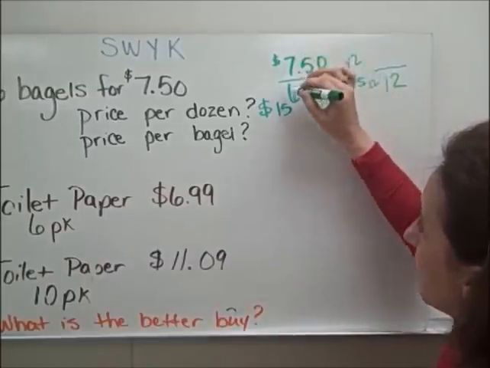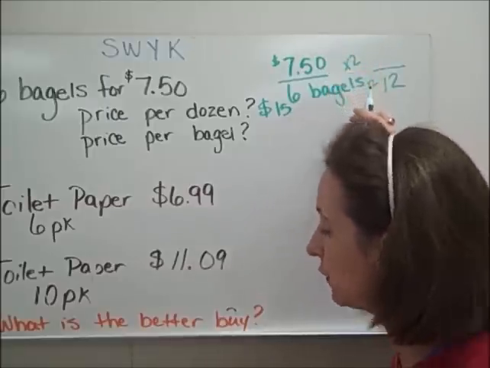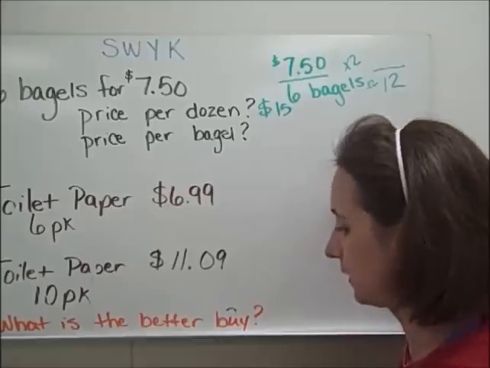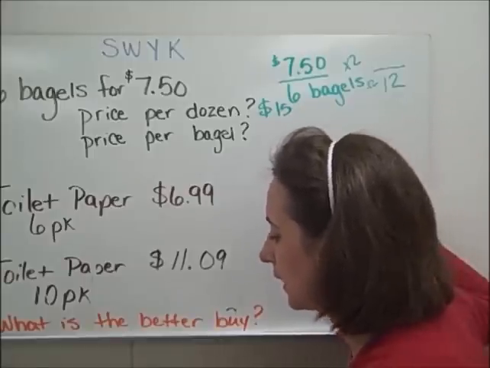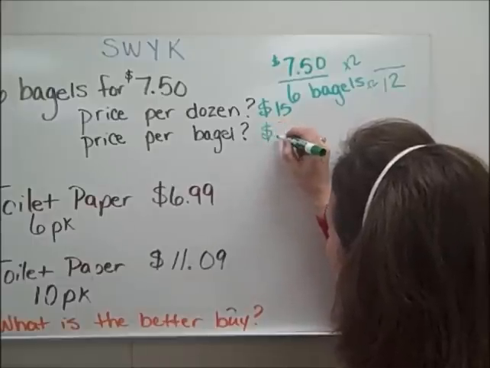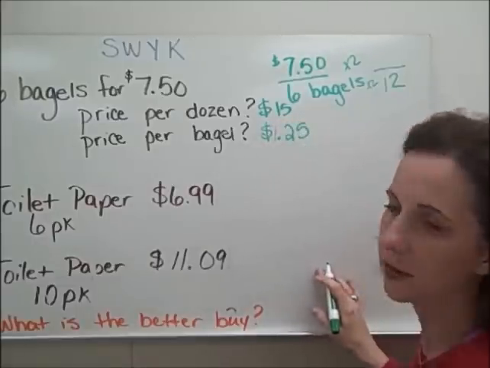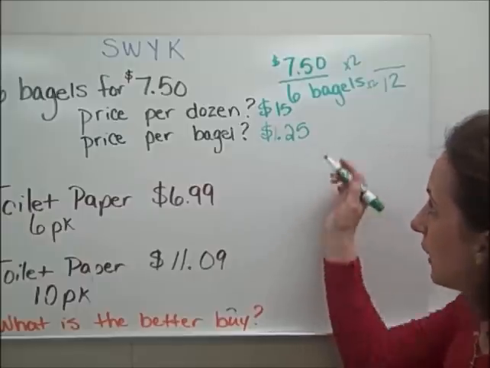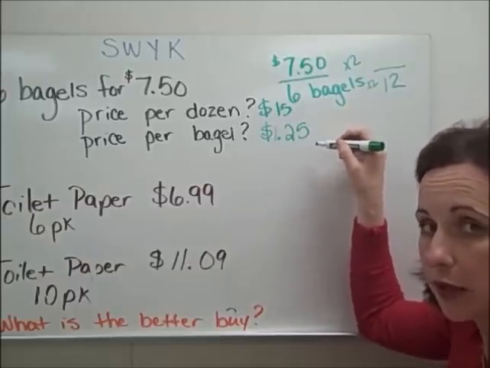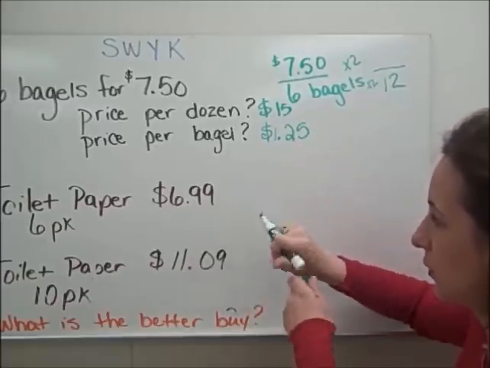And if I have $15 per dozen, what is the price per bagel? So if I go back to my original rate, I can divide with my calculator and find the unit rate. $7.50 divided by 6 is $1.25 per bagel. So writing it as a rate and then dividing it tells you the unit rate, the price per one.